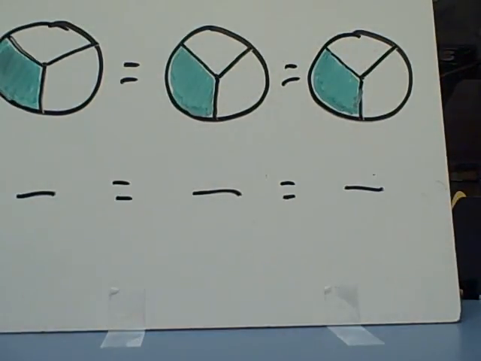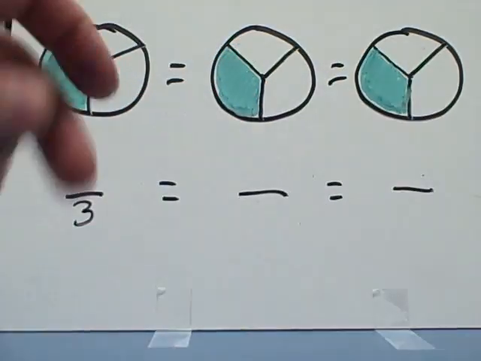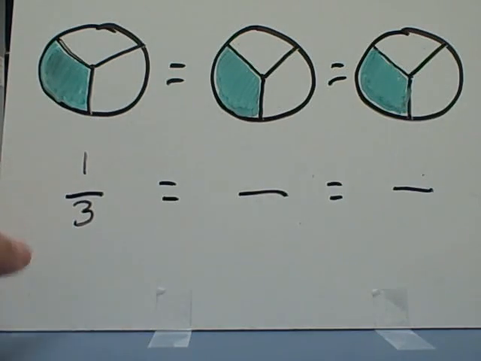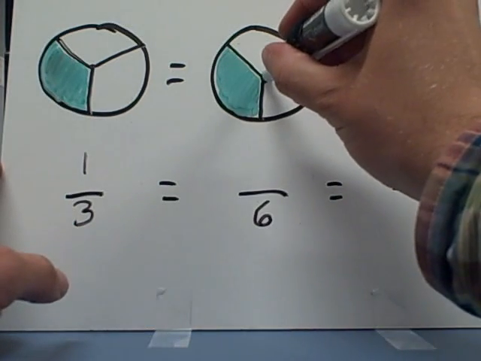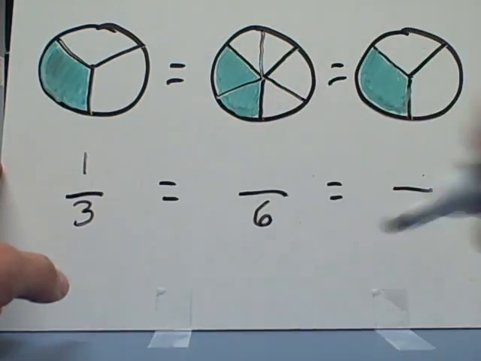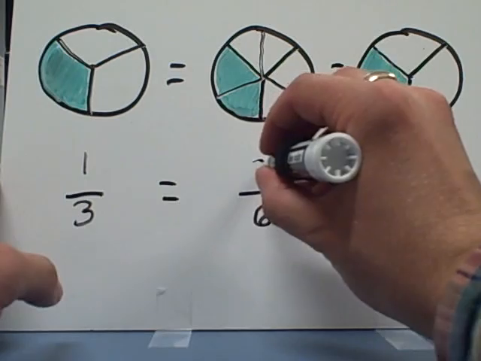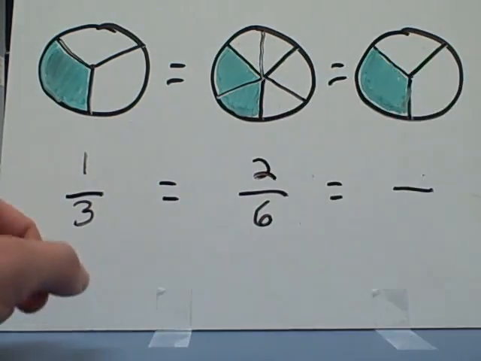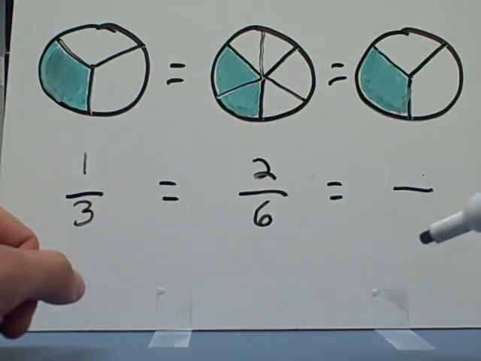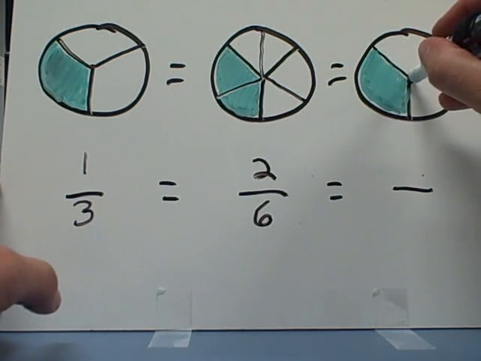Last one is one of my favorites, 1/3. 1/3, let's make it equivalent to how many sixths? How many 1/6 can we make here? I'm going to double that there, and double that there. How many sixths are shaded? 2. Now instead of sixths, oh boy, should I try to make ninths? Let's try.